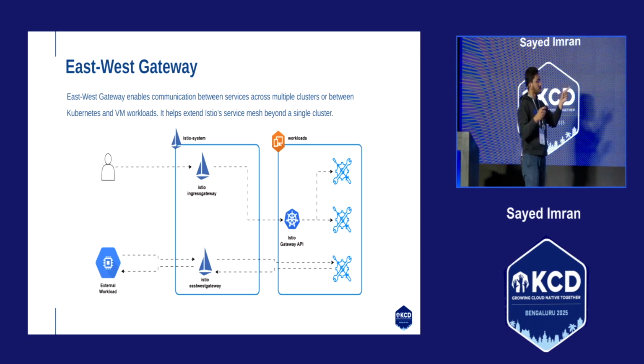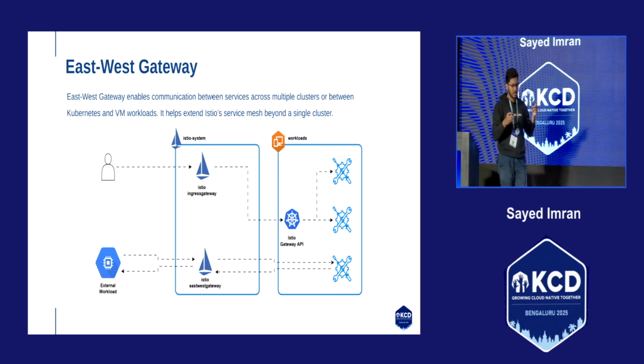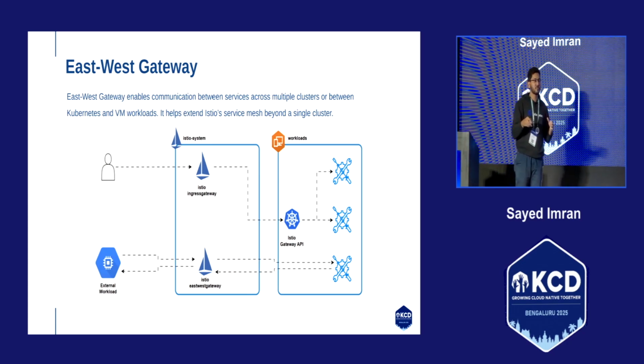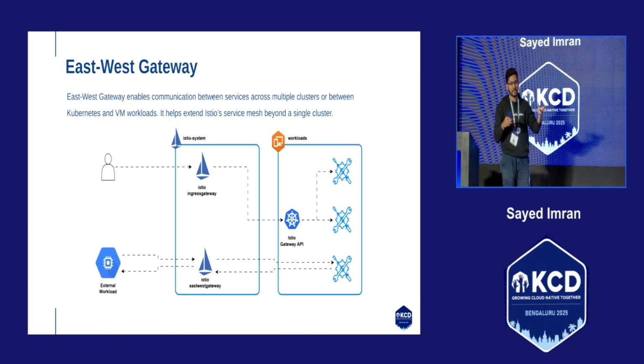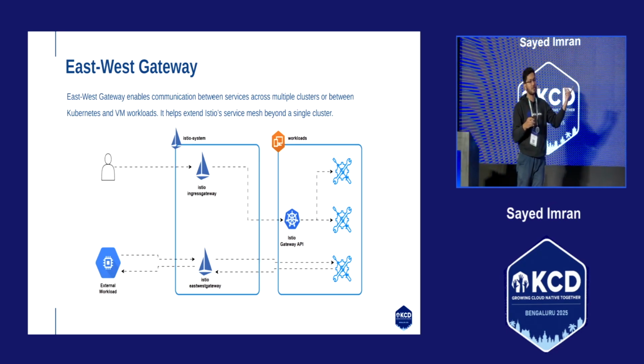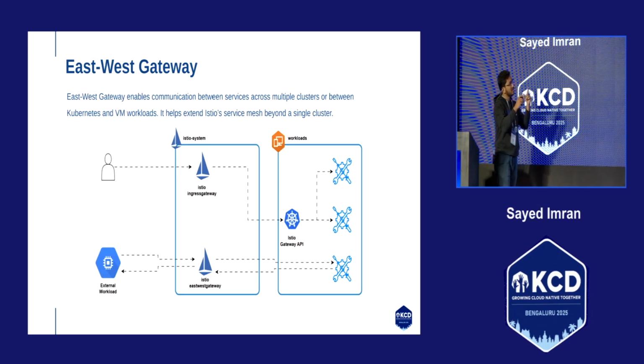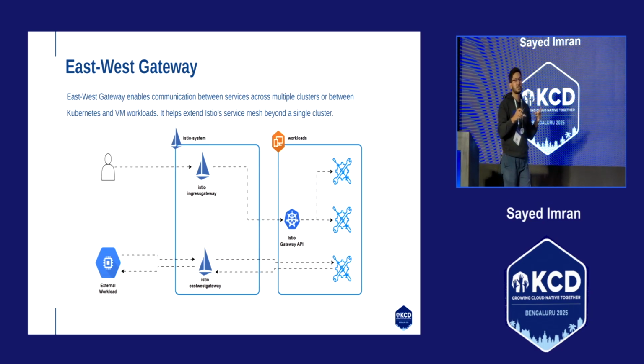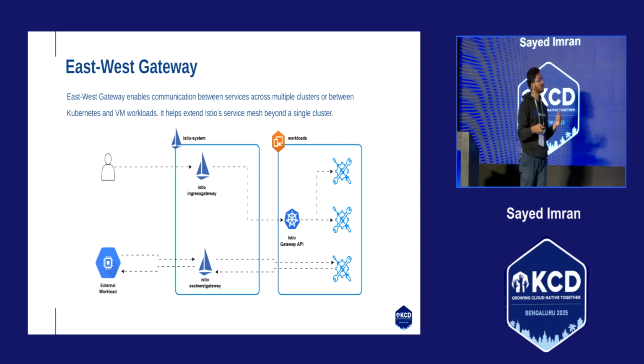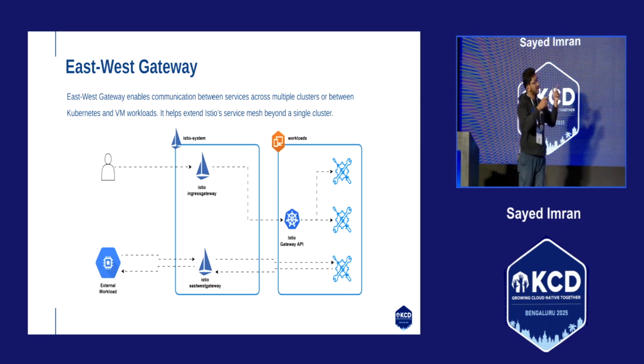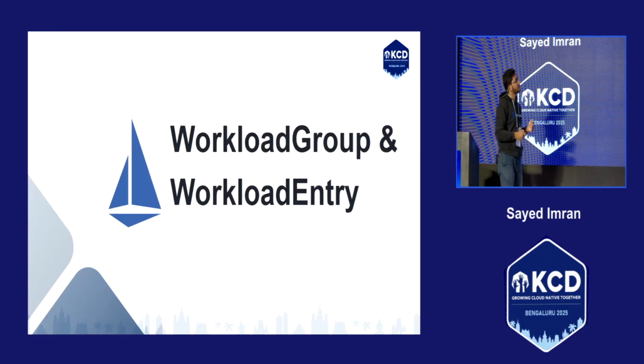So through this east-west gateway and the setup that you need to perform, this workload will be accessible inside the cluster and vice versa as well. So this is the entry point and the exit point for the traffic going in and out from the cluster to the external workload, right? So these are the two gateways that I'll be showing in the demo.